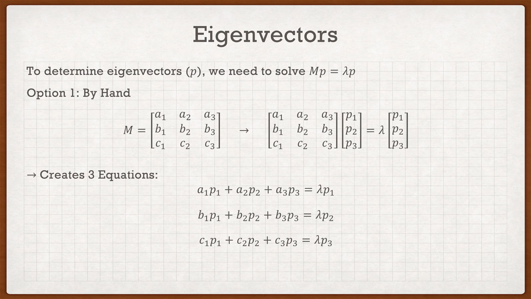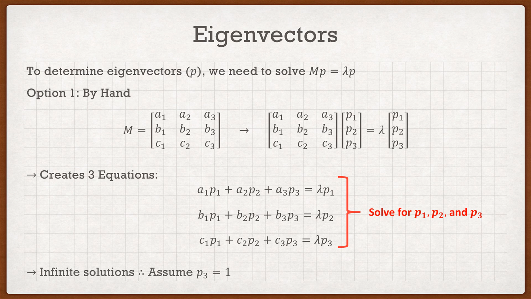And this creates 3 equations. You guys are thinking, oh great, we got 3 equations, 3 unknowns. We can solve for P1, P2, and P3. However, just like the case in question 1, we're going to find that there's infinite solutions. So in order to solve this efficiently, what we do is we assume a value for P3, which I always assume is 1. So I assume P3 is equal to 1.